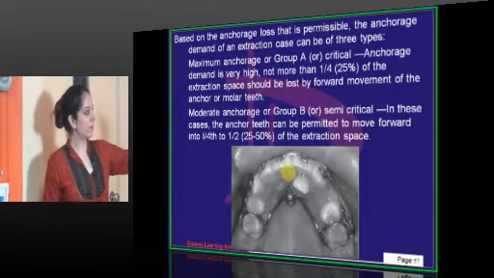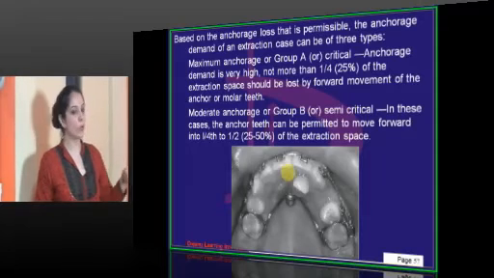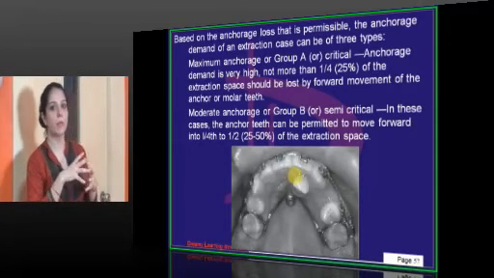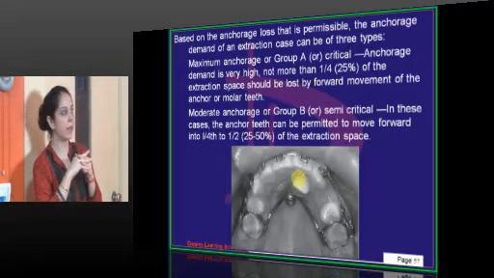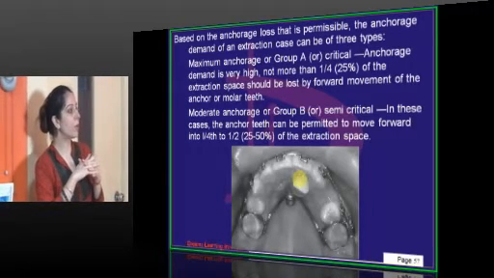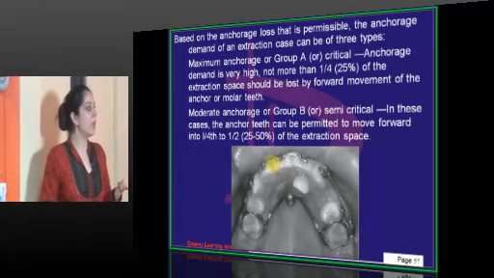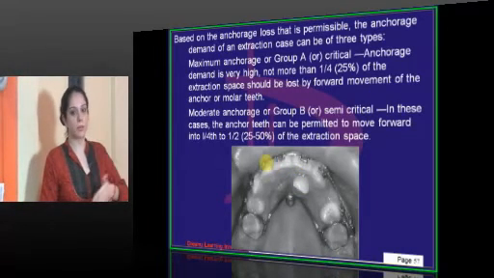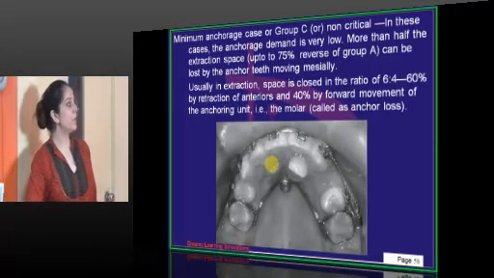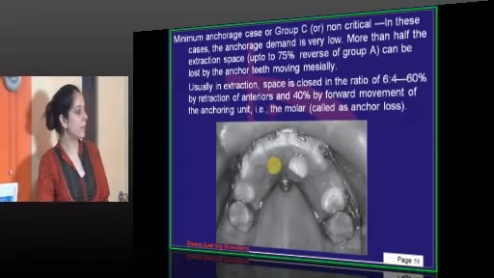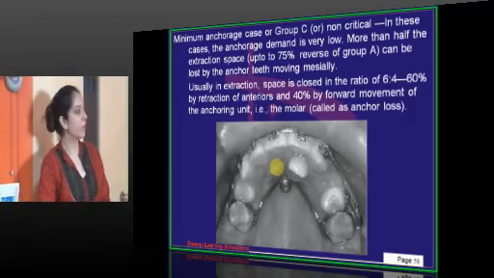So again, it is divided into group A, group B, group C. Group A is maximum anchorage. It is also called critical anchorage because you really have to preserve the position of the anchor units and there should be minimal movement of the anchor units. So it is critical. Moderate or group B is called semi-critical because they can be allowed around 50% closure of the extraction spaces by either the anchor units or the anterior teeth. And group C is called minimal anchorage or non-critical cases. Here even if you lose anchorage, it is okay, according to the condition.